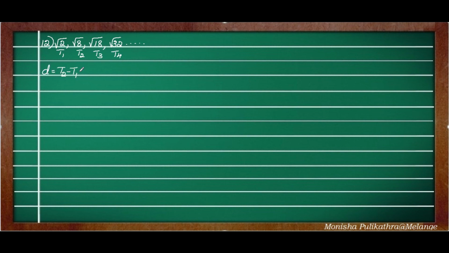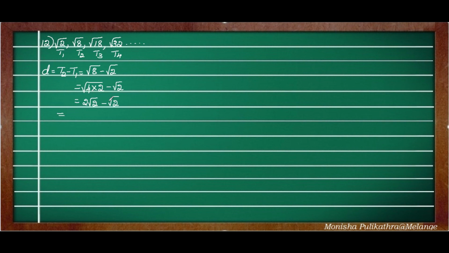T2 minus T1. So T2 is root 8 minus T1 is root 2. So here is a small difference. We need to split the terms here. We can't write as it is. We need to split the terms. Okay. 8 can be written as 4 into 2. 4 twos are 8. Right. Minus root 2. Next, what is the square root of 4? The square root of 4 is 2. So when we take 4 outside, it will become 2 because the square root of 4 is 2. So 2 root 2. The root 2 remains as it is and root 2 here.